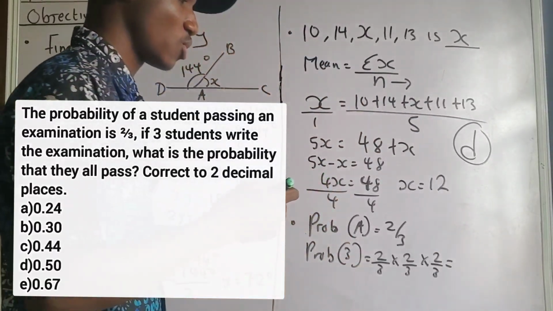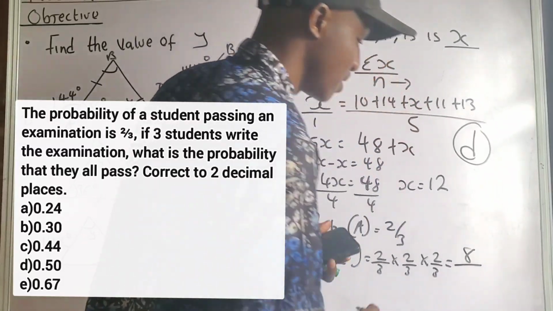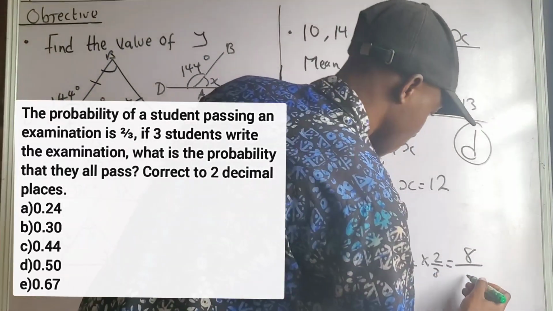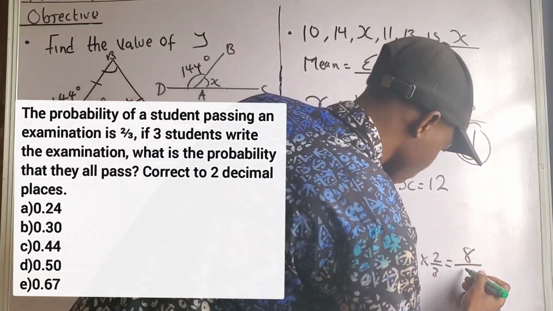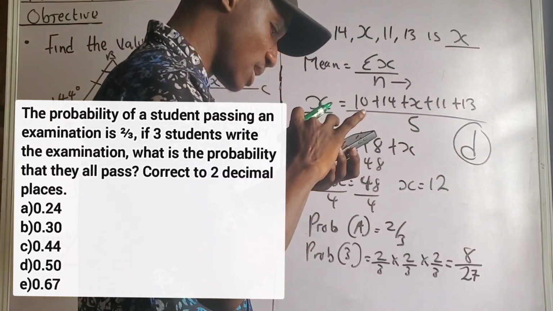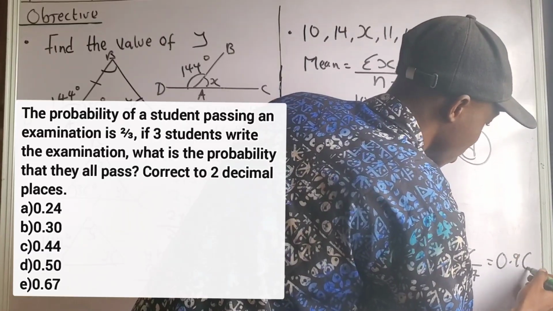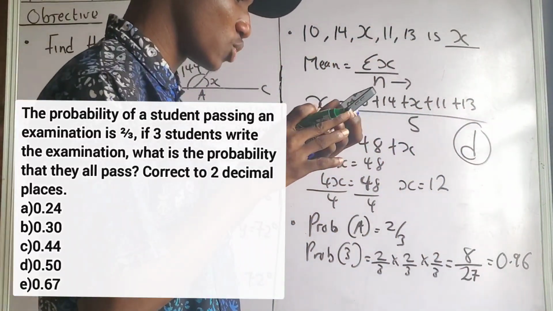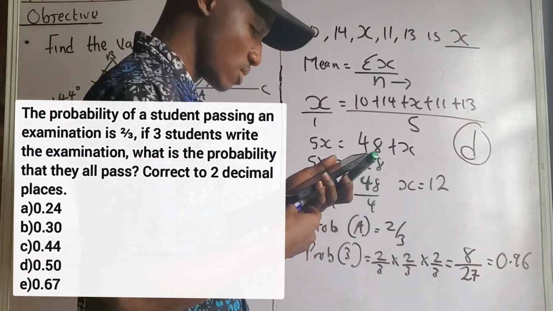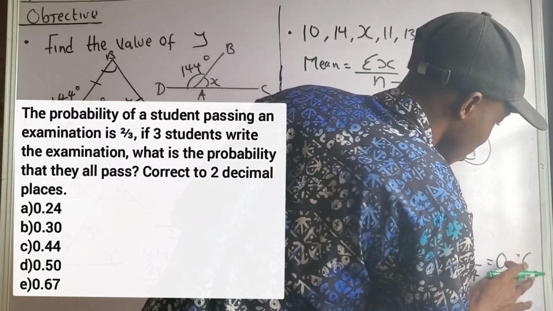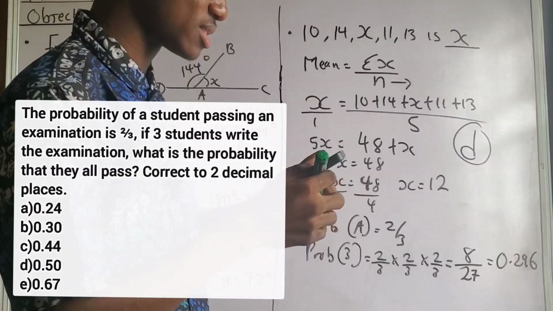So 2 times 2 times 2, that is 8. 3 times 3 is 9, 9 times 3 is 27. So I'm coming to 8 over 27. So 8 divided by 27 is 0.29296. Now, we are asked to leave our answer in 2 decimal places.